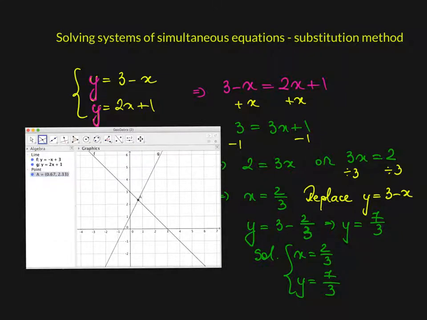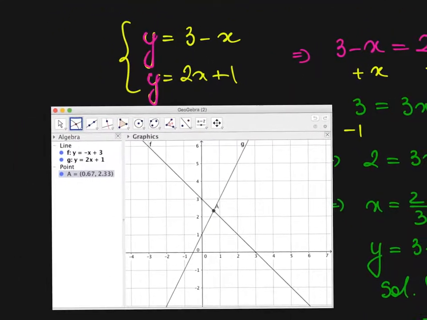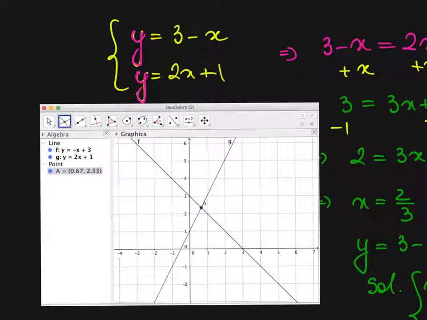As we saw before, this is a graphical representation of the two equations. So, as you see, this line has a negative gradient, so it must be y equals 3 minus x. The gradient is negative 1. And the other one has a positive gradient. This must be y equals 2x plus 1. Also, you can see that the y-intercept for this one is 3. The y-intercept for that one is 1.